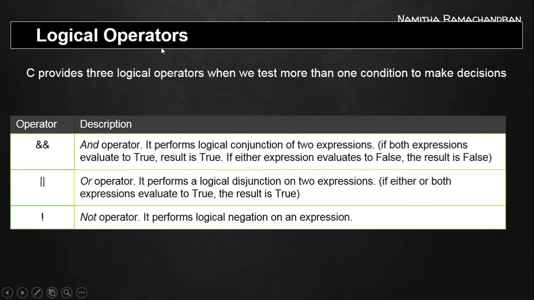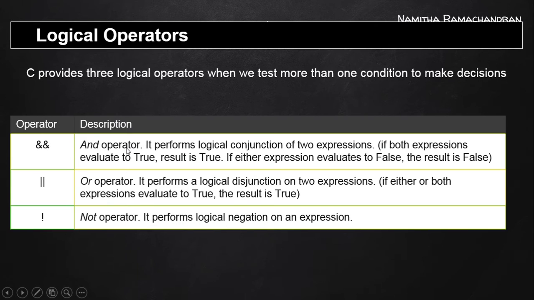Next is about the logical operators in C language. C provides three logical operators when we test more than one condition to make a decision. That means if we want to check more than one condition, we can combine those condition statements using these logical operators. The operators are the double ampersand symbol, the logical AND operation, the logical OR operation, and the NOT operator.